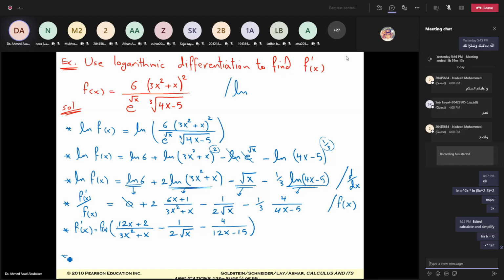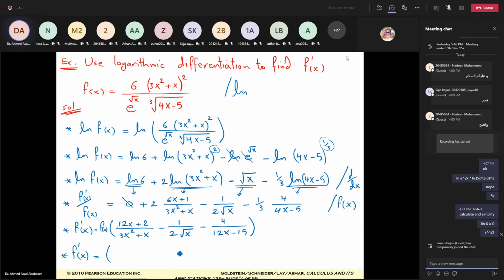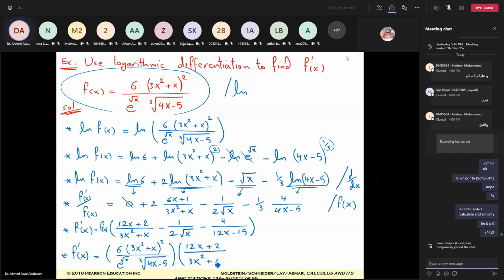Okay, so the final answer after putting the value of f of x. This is already given in the example: 6 multiplied by (3x squared plus x) squared, e to the power radical x, cube root of 4x minus 5. This is multiplied by 12x plus 2 over 3x squared plus x, minus 4 over 12x minus 15.